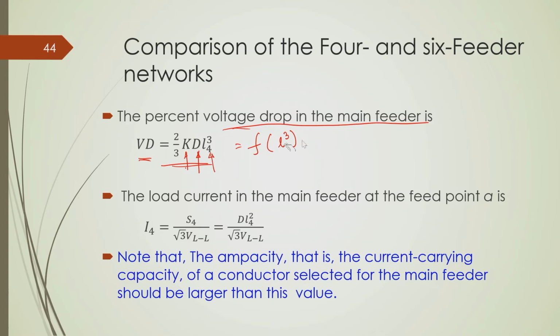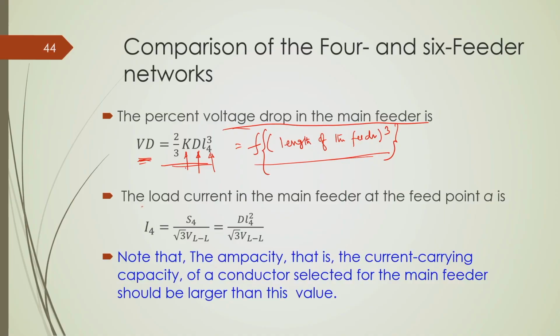Or if we write in text, it is length of the feeder cube. So, this is the function. So, basically this voltage drop will vary with the cubic length of the feeders. So, if you increase the feeder length, then the voltage drop will vary in a cubic form according to this length.